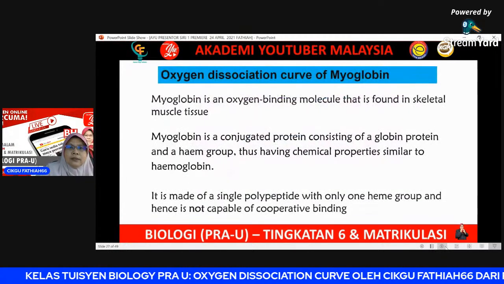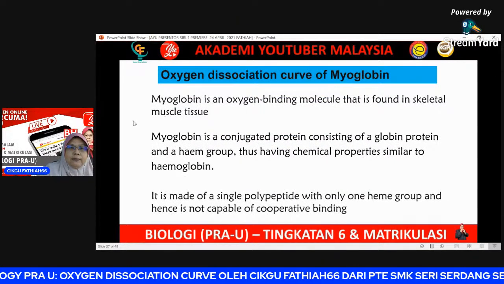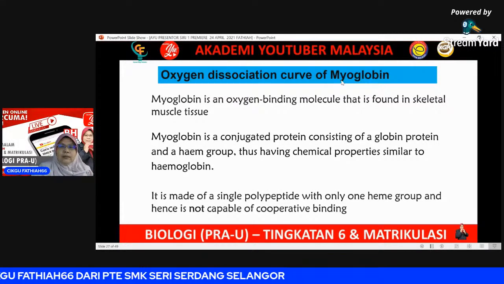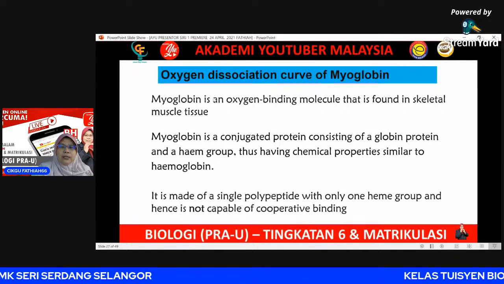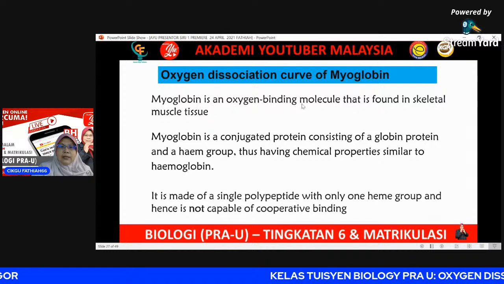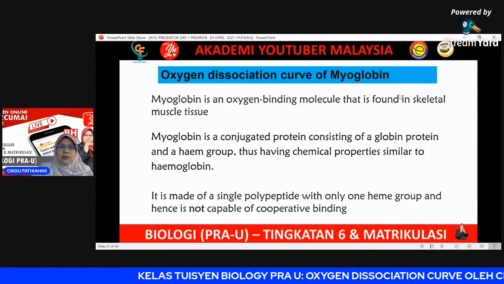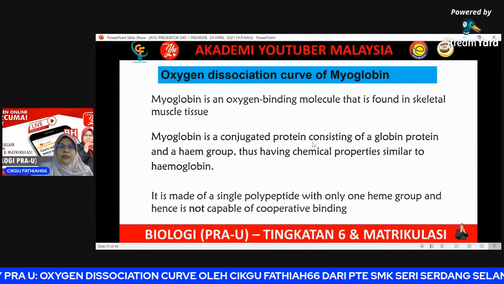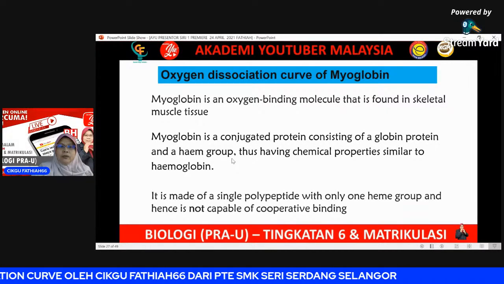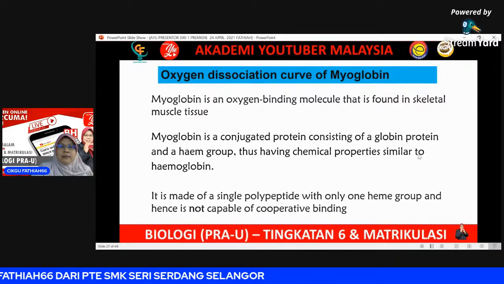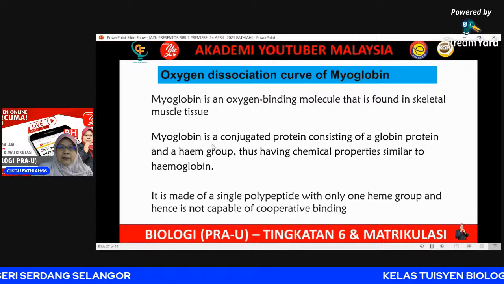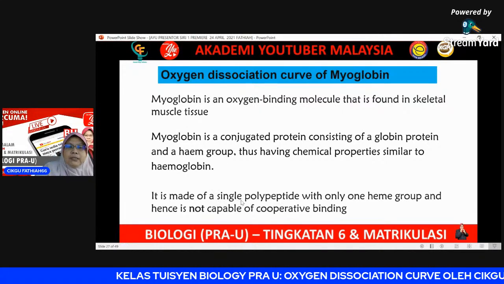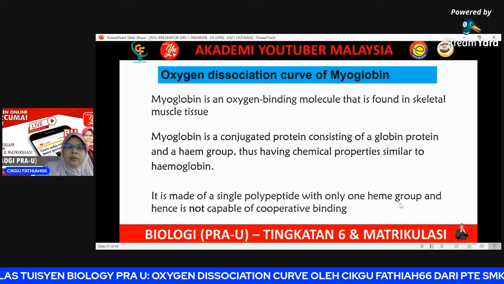Okay, now we go to what we call the third part, type 2. This one we call myoglobin. What is myoglobin? Myoglobin is an oxygen binding molecule that is found in the skeletal muscle. So it is the hemoglobin in the muscle tissue. Myoglobin is a conjugated protein consisting of a globin protein and a hem group. It thus has chemical properties similar to hemoglobin. It is the same, a conjugated protein that also has a hem group, but the difference is it is made out of a single polypeptide with only one hem group.